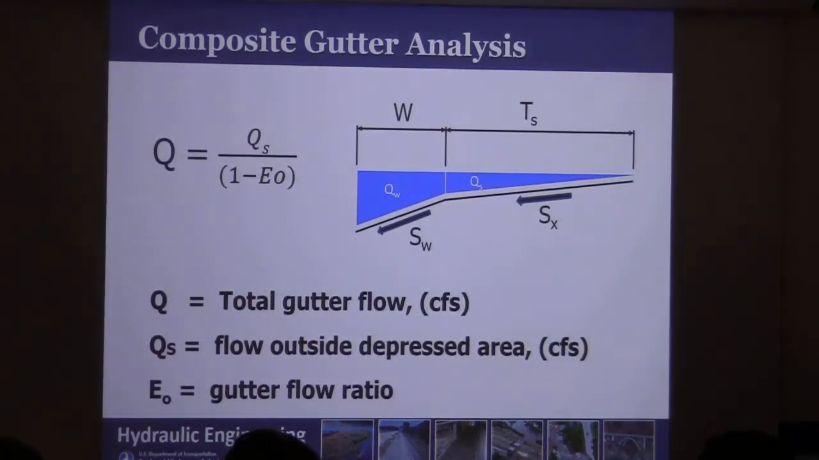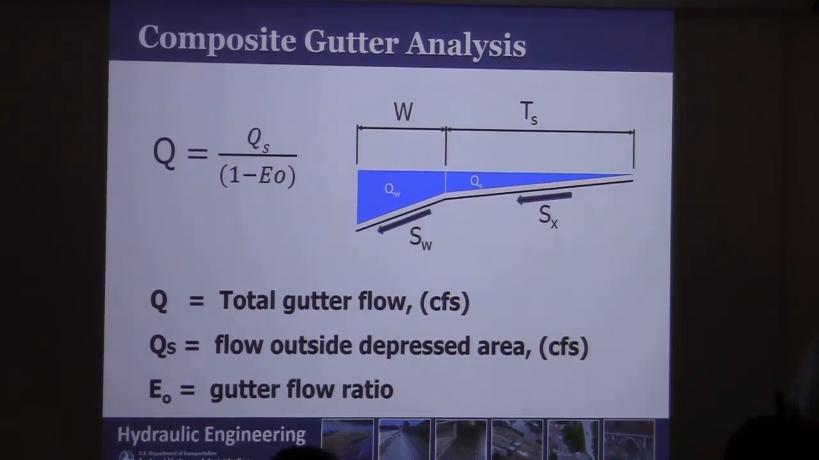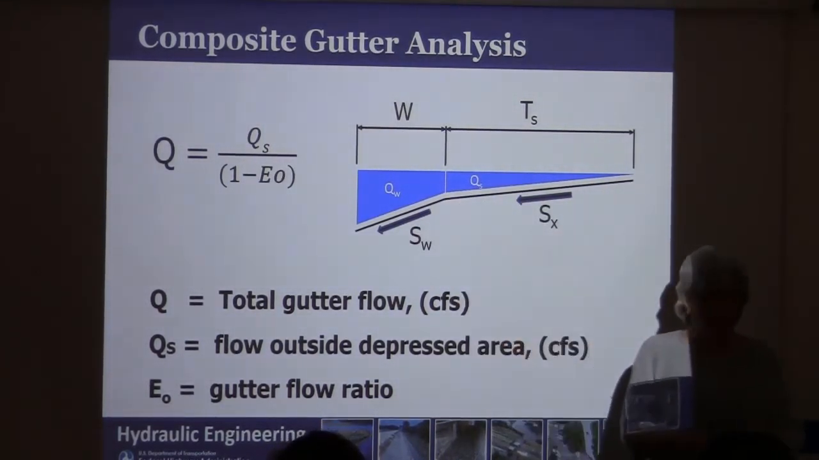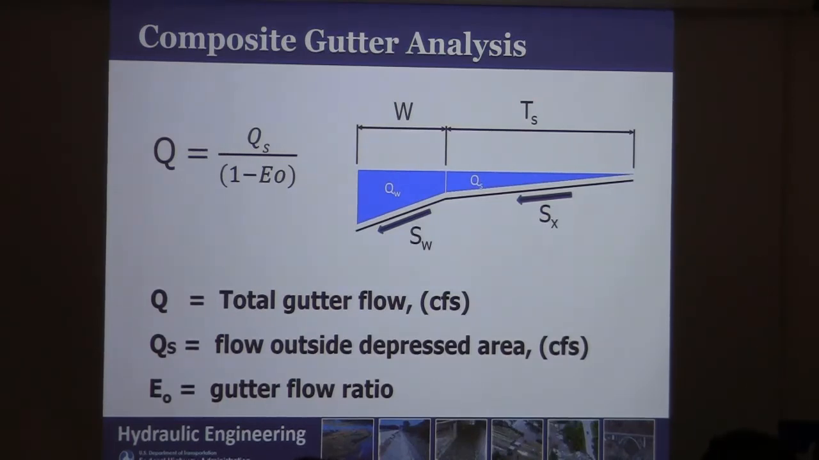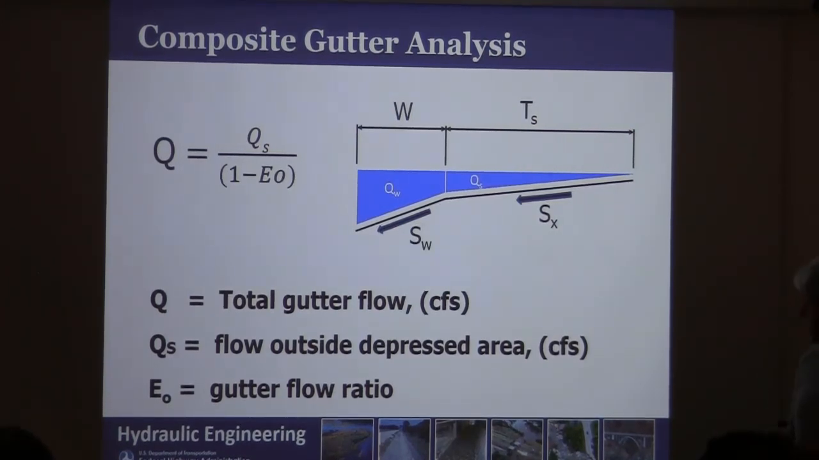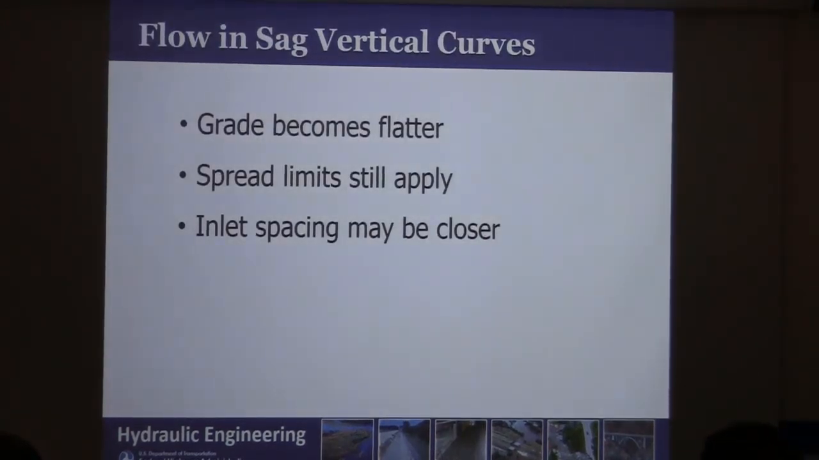So for composite gutter analysis, your discharge is equal to the discharge in the street, which is this area outside the gutter, divided by 1 minus that E sub O, or your gutter flow ratio. So it's actually a little easier to figure out than you might suspect. And we'll show that in a little bit.